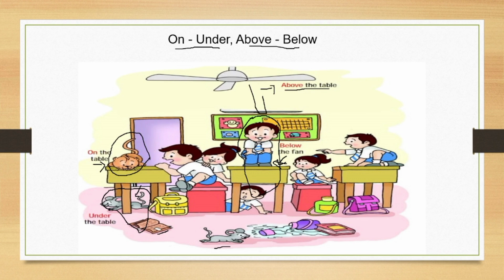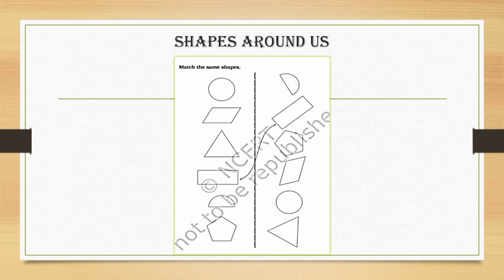Now, I can see some shapes here. Match the shapes that are same. Okay? There are some shapes on the left side as well as on the right side. So, the shapes are shuffled. So, we have to match the correct one. The same shapes, right? So, which shape is this? The first one is a circle.